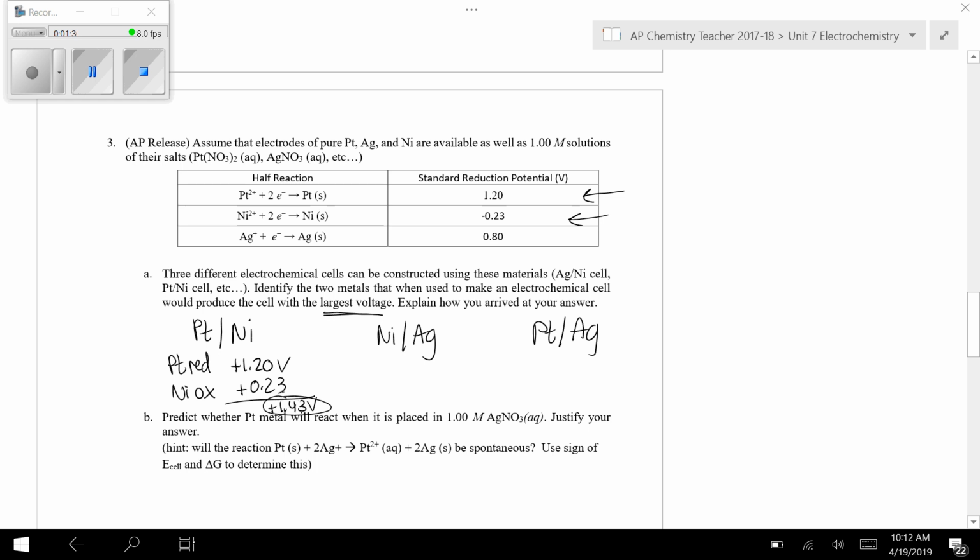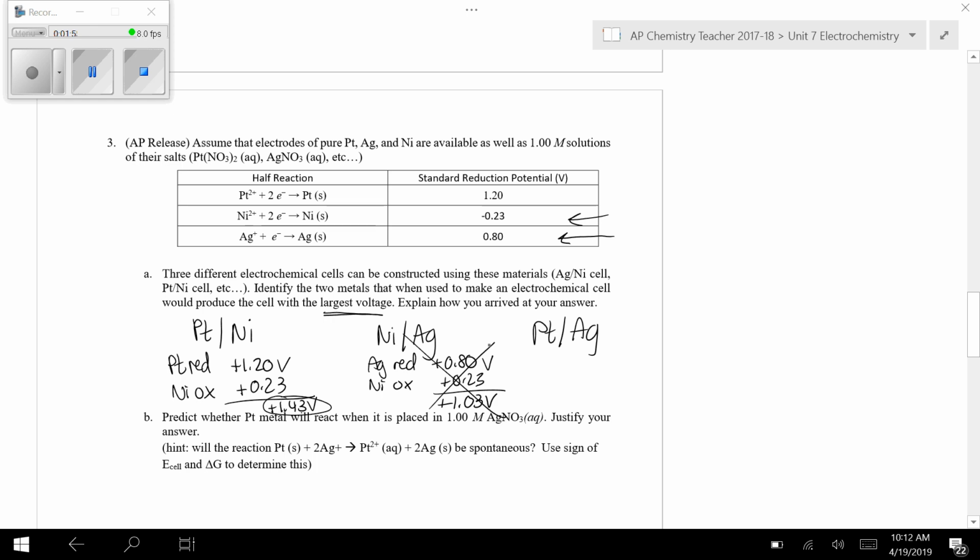Okay, now look at other possibles, nickel and silver. So if we look at those two, nickel and silver, it looks like silver would be reduced. It's got the higher reduction potential. Nickel would be oxidized. That would be positive 0.23. So that's going to be 1.03 volts. Not as high, so we're going to eliminate that one.